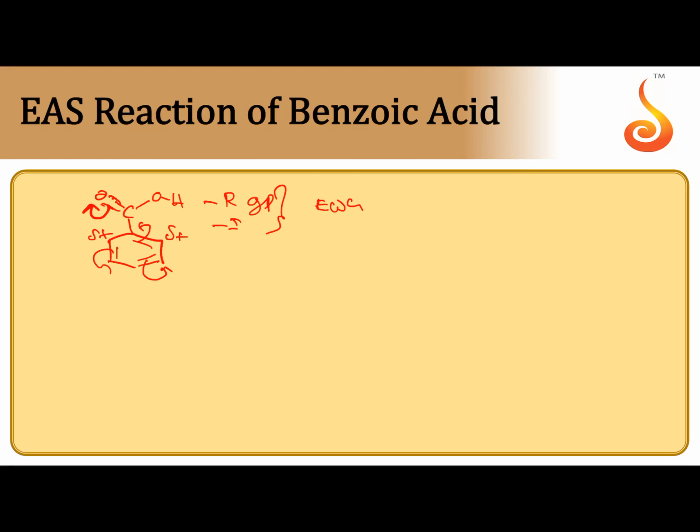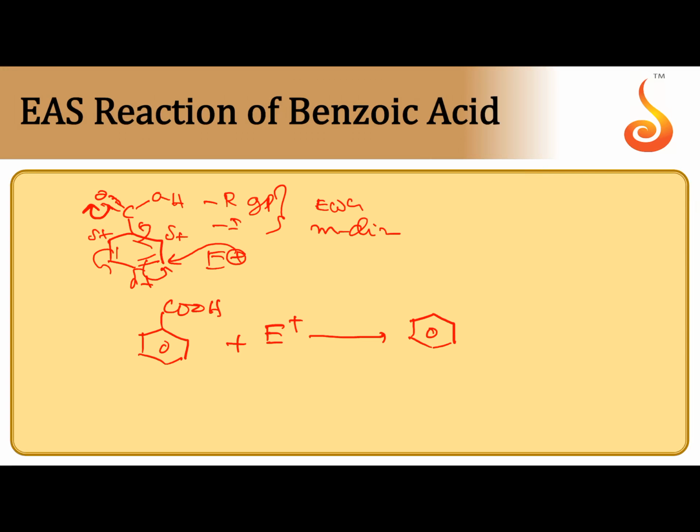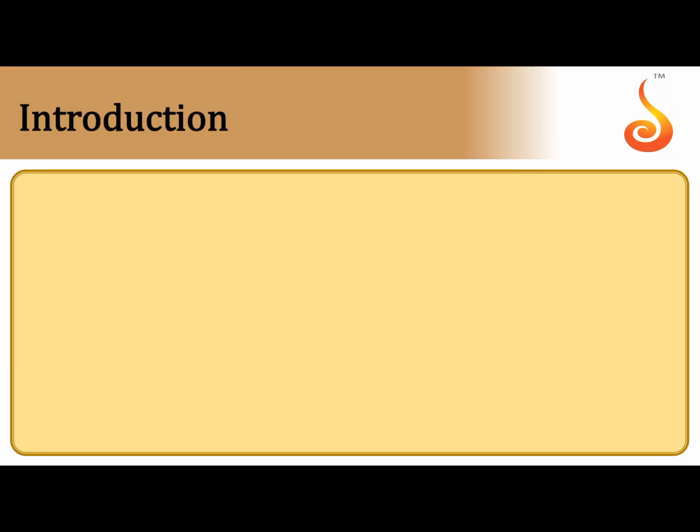Since it is withdrawing electron density from the ortho and para positions, the incoming electrophile obviously attacks at the meta position. So the COOH group acts as a meta directing group. So when benzoic acid is reacted with a reagent which provides an electrophile, we can get meta substituted benzoic acid. This is EAS, electrophilic aromatic substitution reactions.